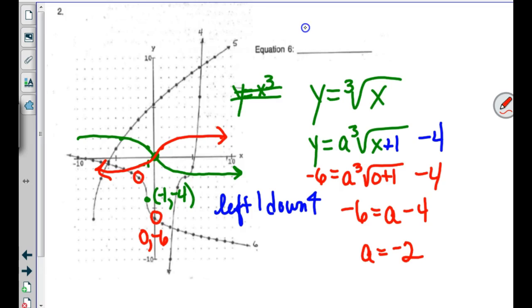So let's try this one on the calculator, just partially because I think some of you don't even know how to try this one on the calculator.